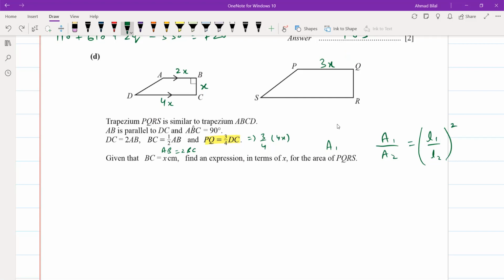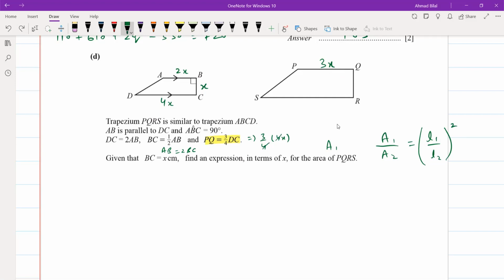लेकिन वर्किंग में भी where are you getting 6x from? So we have 3/4 multiplied by DC. DC हमारे पास था, that was 4x. 3/4 into 4x, 4/4 cancel हो गए, we're just left with 3x there, right? So 3x याद है आपको.